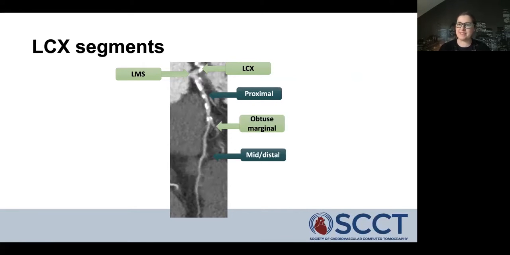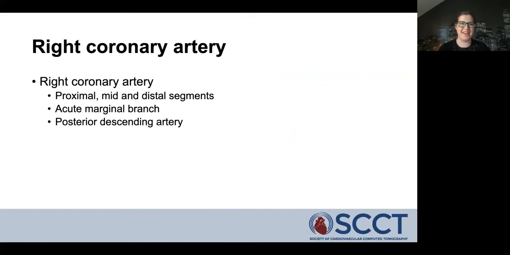The mid-distal circumflex is that bit afterwards, and the actual anatomical cutoff for that can be difficult to identify. It's often where it goes around the bottom of the heart, but in terms of segmental analysis, we often call it the mid-distal circumflex, combining all of that part together. Okay, let's move on to the right coronary artery.